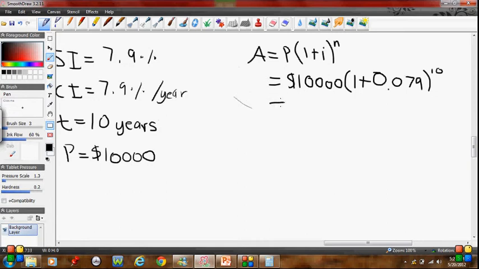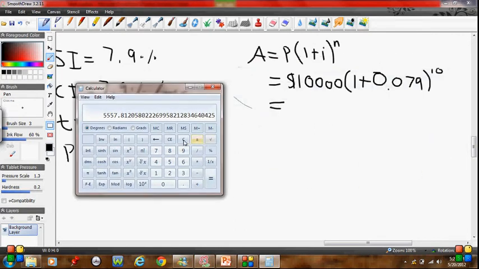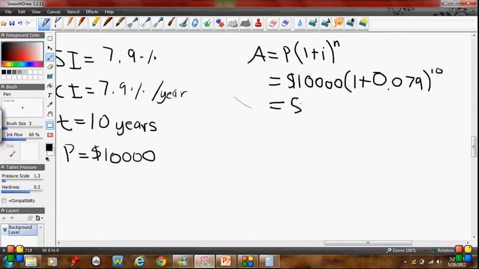And if we calculate that, we have 1.079 to the power of 10, which is equal to that much, multiplied by 10,000, which is equal to $21,390.18. Just write that down. Equals 21,390.18. So that's how much we get if we bought the bonds at a compound interest rate.